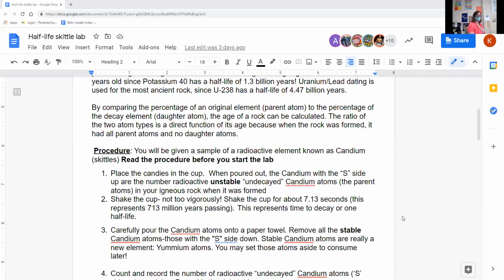So for now, we're counting. All right. Have we all counted our Skittles? Yes. So now you're going to put your Skittles in a little cup. If you're at home, you can put them in your hand and shake them. So put them in your little cup.